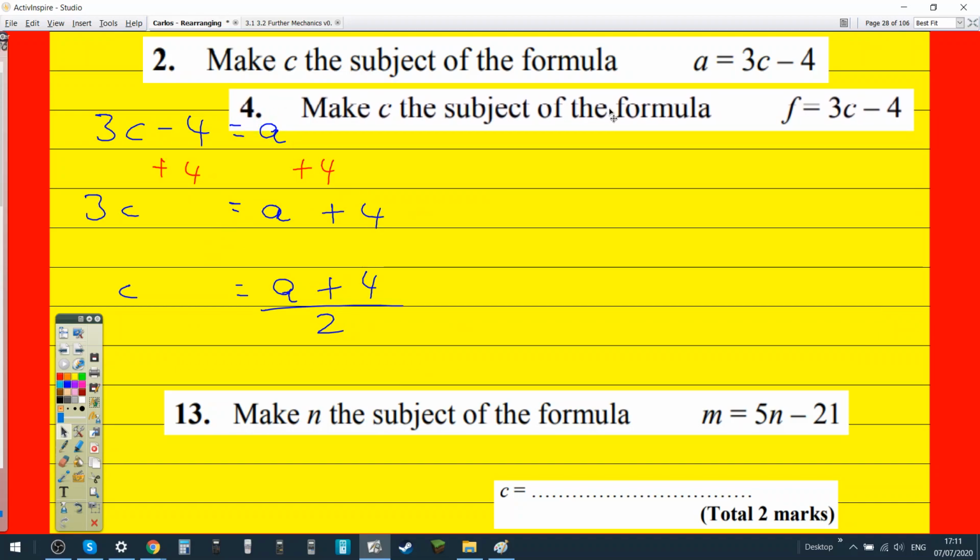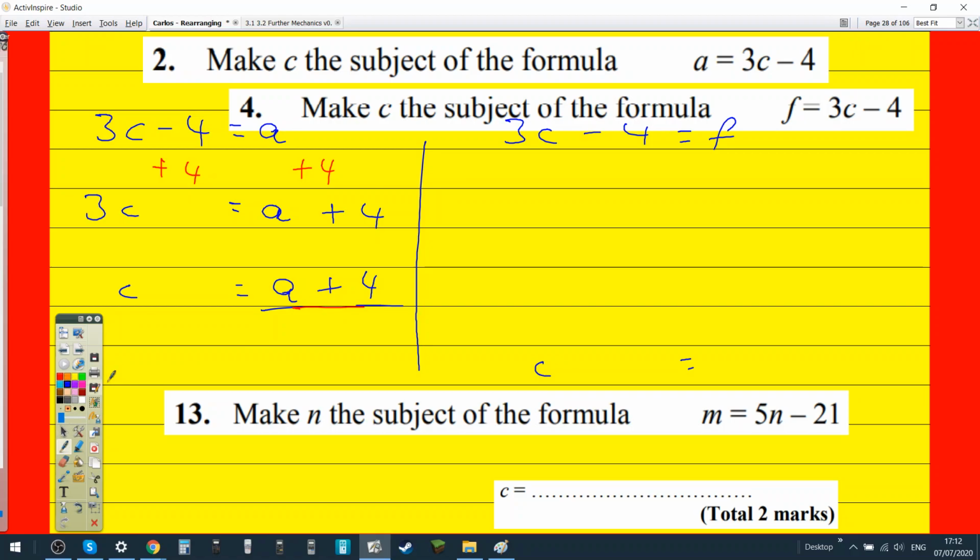So let's try this next one. Similar. And again, I'll just write it the other way around so it's in a format that you're more familiar with. 3c minus 4 is equal to f. So you have to make this one c equals as well. How do we go about this? Yeah. Sorry. The previous one was divided by 3, sorry, because it was 3c.